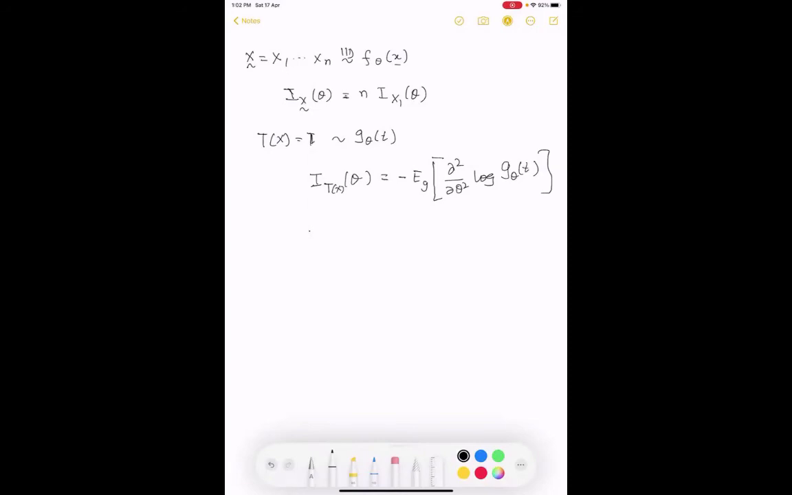Now we can say that I x tilde theta is always greater than or equal to I t of theta for all theta in its entire parameter space. Can I say that?